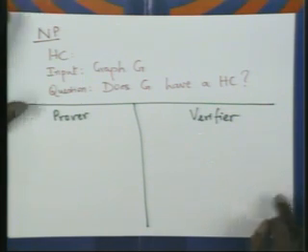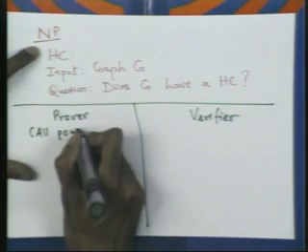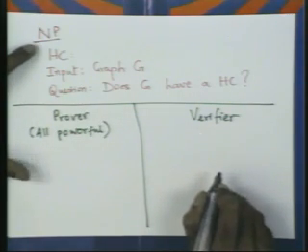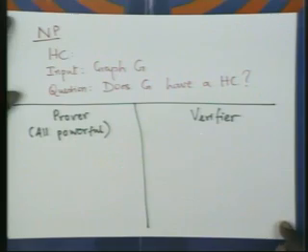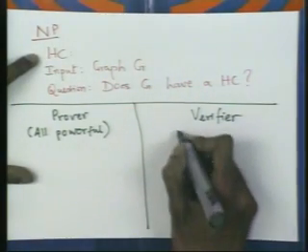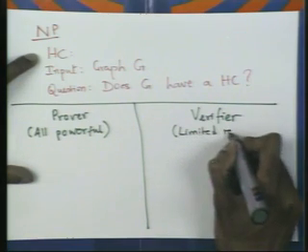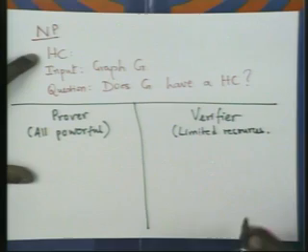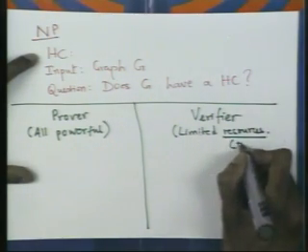Okay, this prover, think of him as all powerful. Okay, he knows all answers that he's supposed to know, and even answers he's not supposed to know. The verifier has limited resources. In particular, he doesn't have too much time. Okay, limited resources. This includes time.